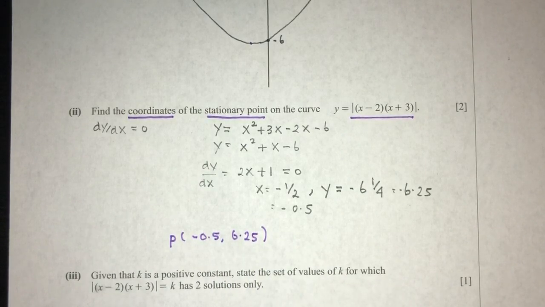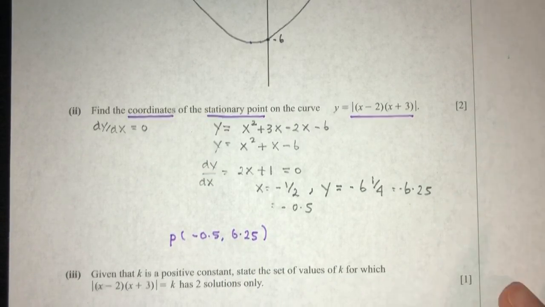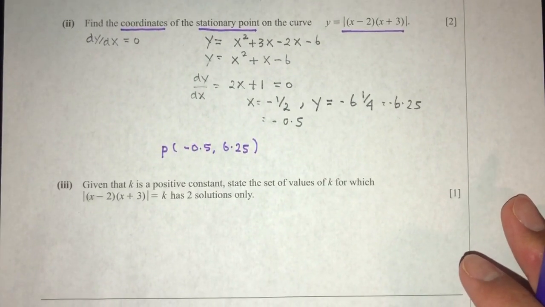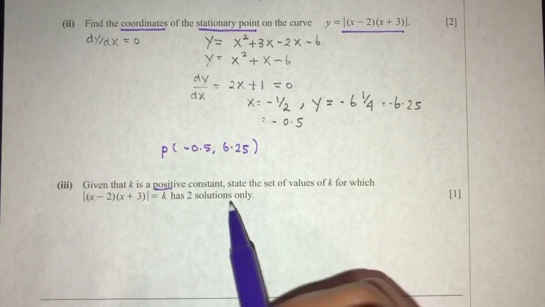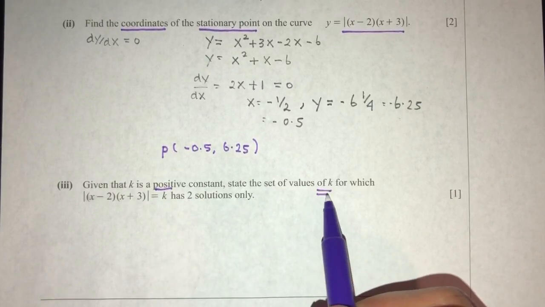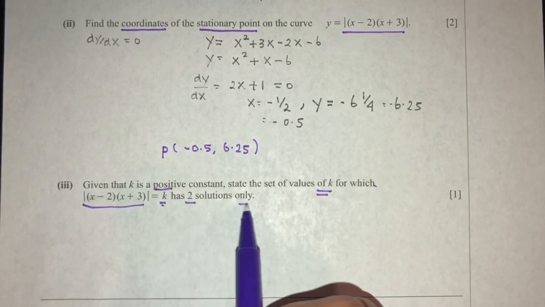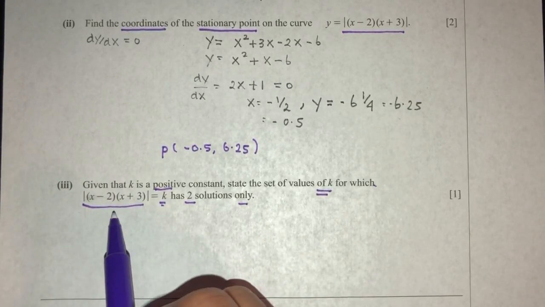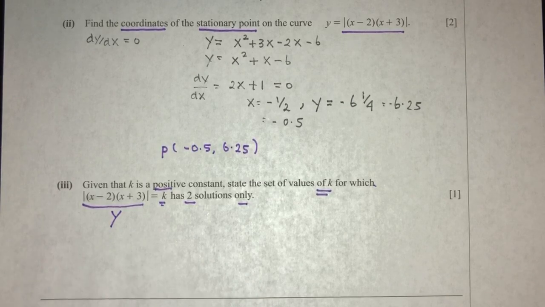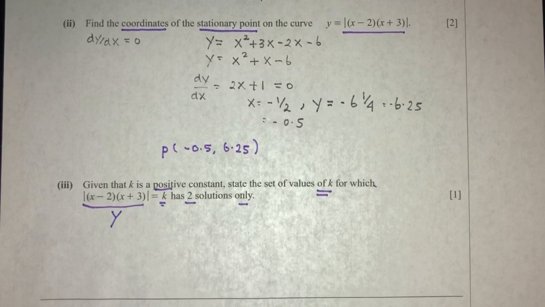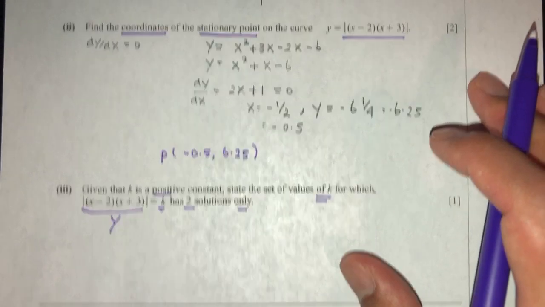Okay, that will be your stationary point. That is part 2. Now for part 3, given that k is a positive constant, state the set of values of k for which this equal to k has only 2 solutions. So as you have observed, this is your diagram, your curve you have just drawn, equal to k has 2 solutions. It is a pretty easy question, but you just have to understand what's happening.